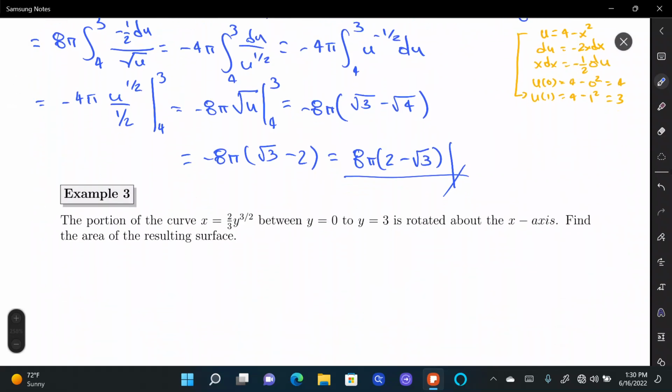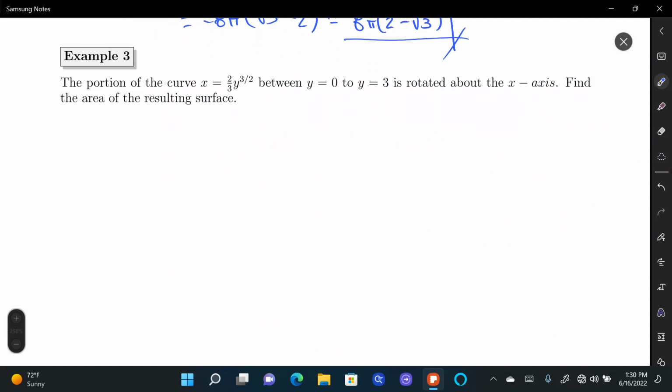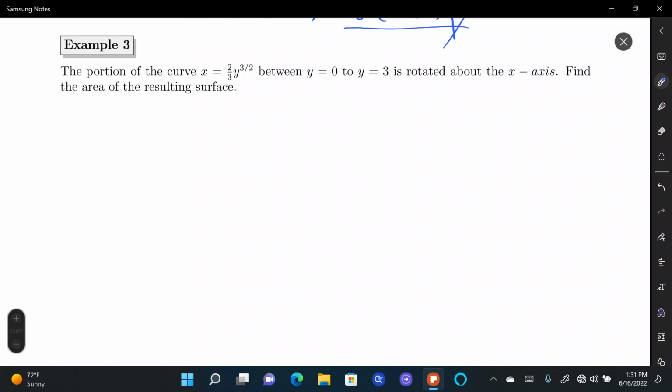Okay. All right, the next example: the portion of the curve x equals 2/3 y to the 3/2 between 0 and 3 is rotated about the x-axis. Find the area of the resulting surface. All right. So number one, let's have a look at the graph. Of course, you can use your graphing calculator to graph this one.